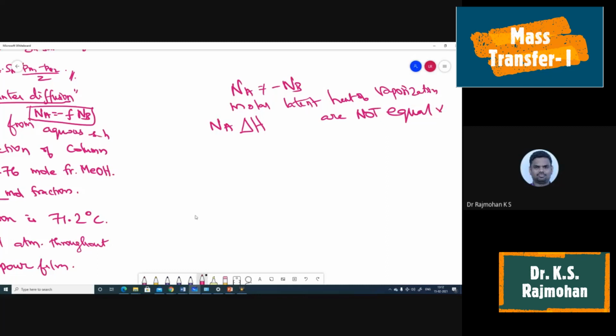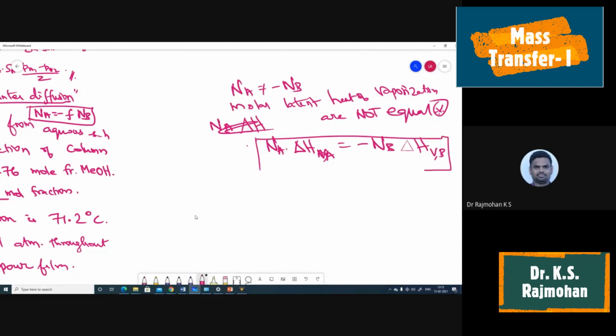Okay, we have to make use of this in this problem. So for that, what we have is Na into delta HV of A, where delta HV is the latent heat of vaporization of A, is equal to minus Nb into delta HV of B. So this we have to make use of to establish the relationship, because in the expression we have to make use of Na plus Nb, right? So for this we have to make use of it.